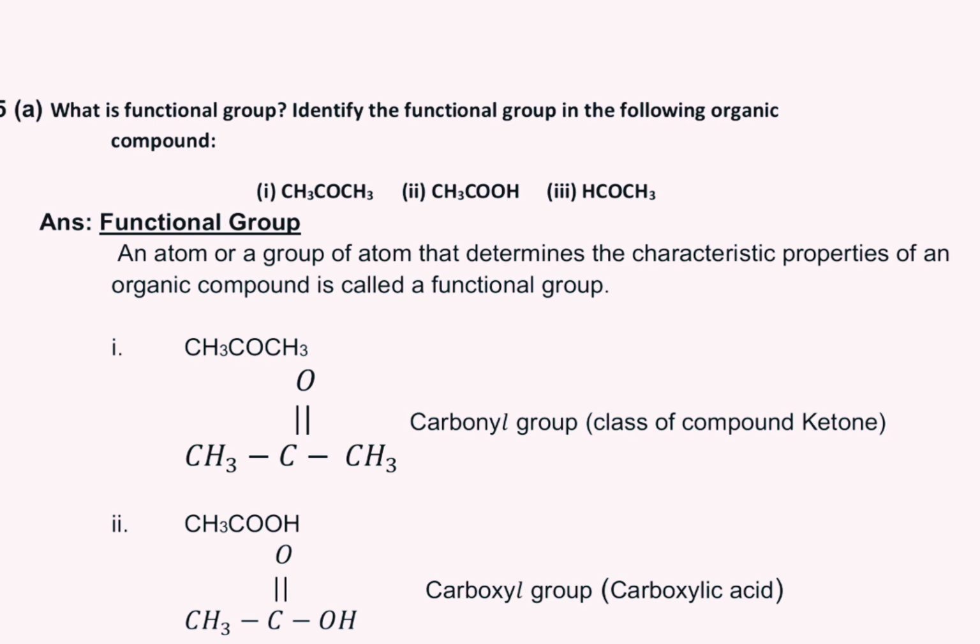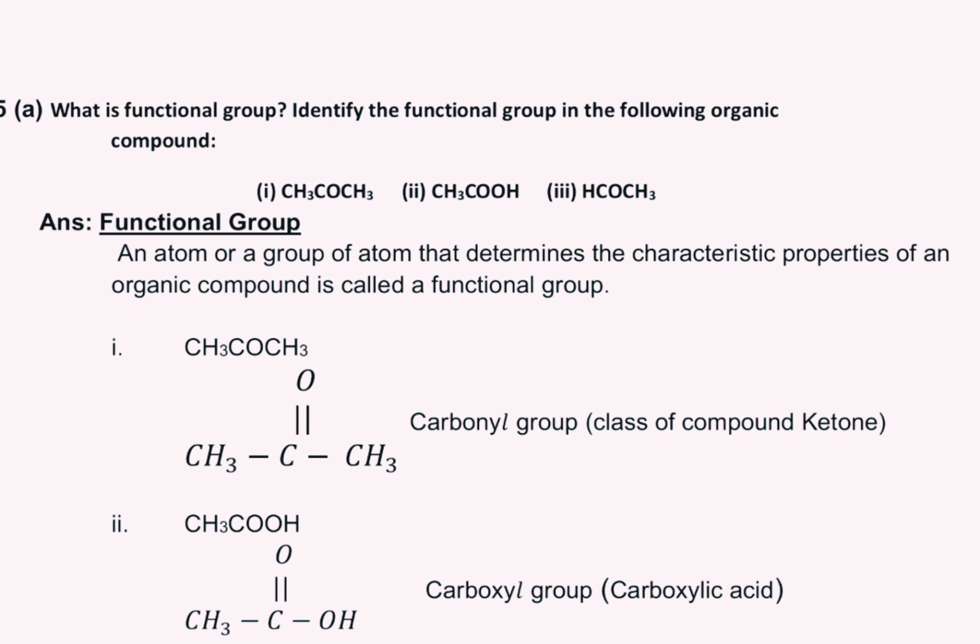Then we have a functional group. What is a functional group? So you have to define it. Any particular atom or group of atoms which generates certain specific properties in your organic compound or in your carbon chain, that is considered as functional group. And you have to identify the functional group in the compounds. We have CH3, C double bond O, CH3. So that means we have carbonyl group, and both sides we have carbon chain, so that is ketone.